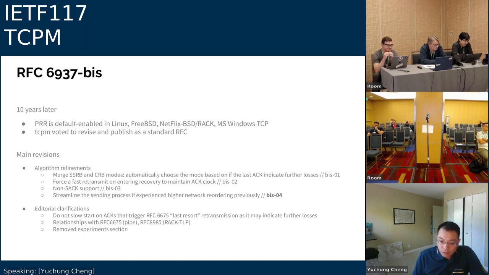So fast forward 10 years later, PRR is the default in Linux, now also in BSD, Netflix, the RACK stack, and I believe also the Windows TCP stack. And then I think about 2 years ago, the main list, or the working group, decided let's make it a standard, an RFC. So that's why we are doing this revision. And over that decade, we have done quite a few refinements to the algorithm.